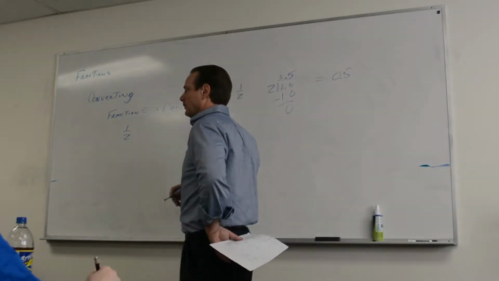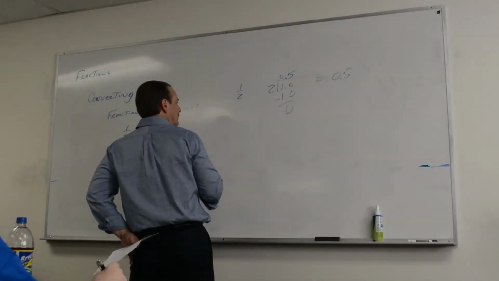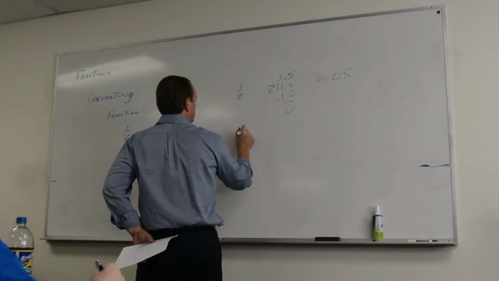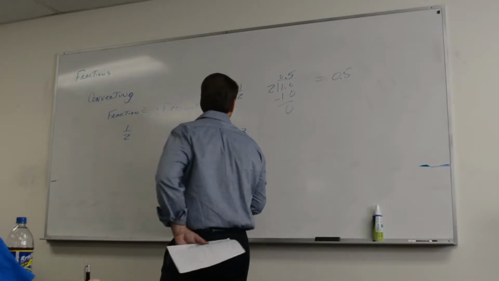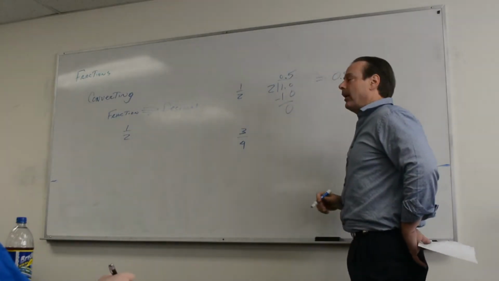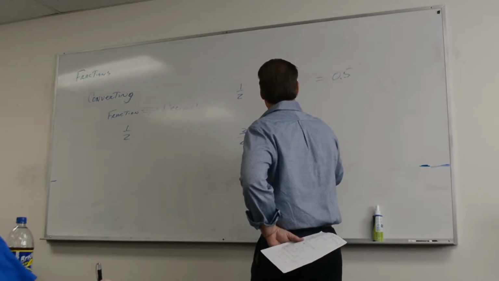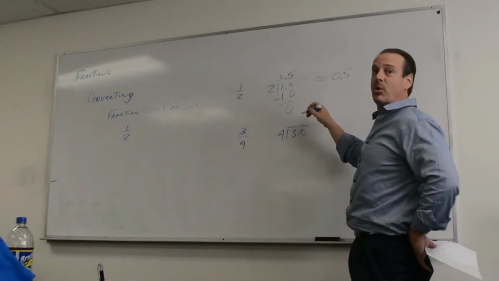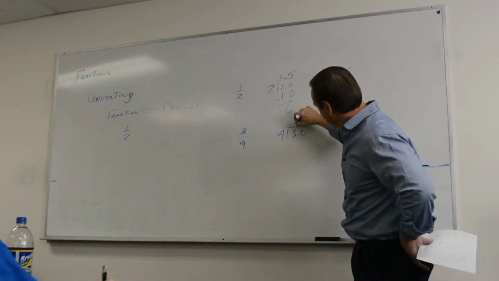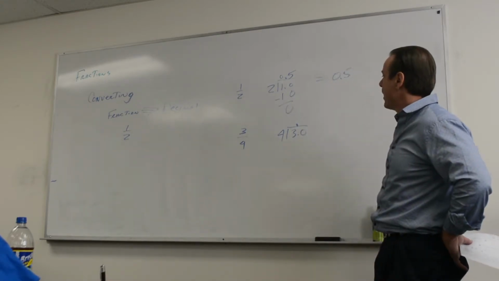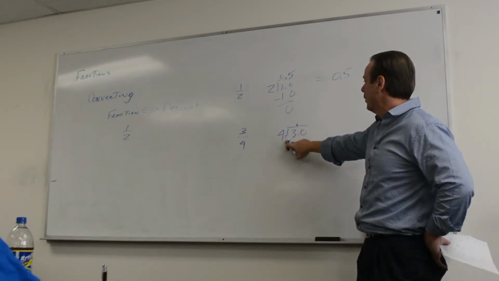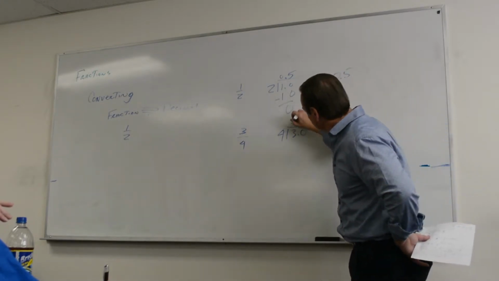Let's try this one. Let's change it to 3/4. All right, we're going to do 3/4. It's bottom to top. I'll only put one 0 to start, just in case. If I need more, I'll add them as I go. Does 4 go into 3? No. All right, so we know it's less than 1.